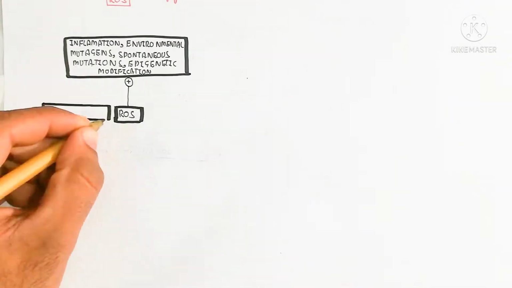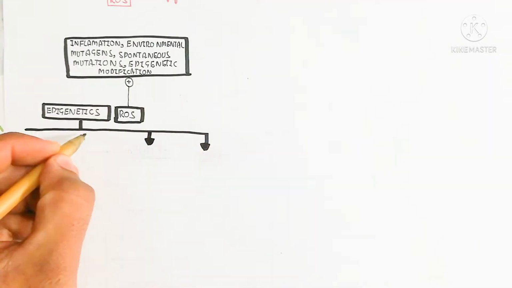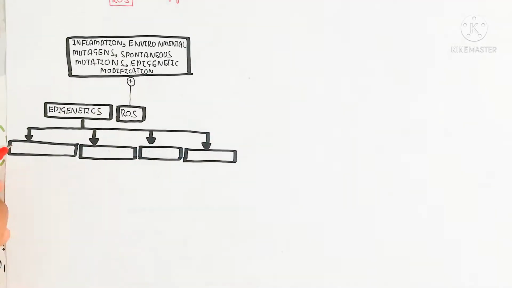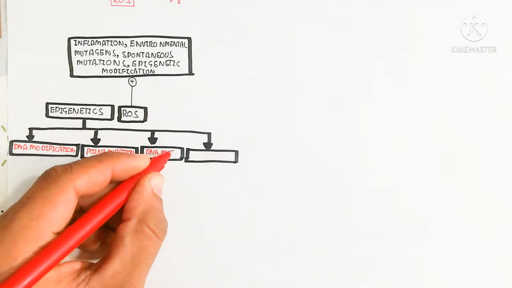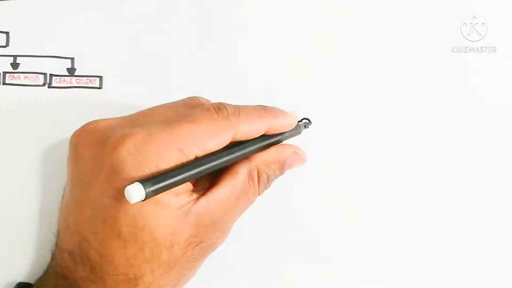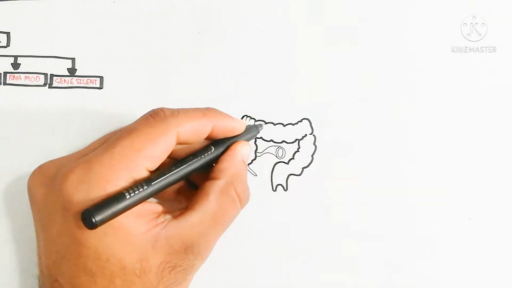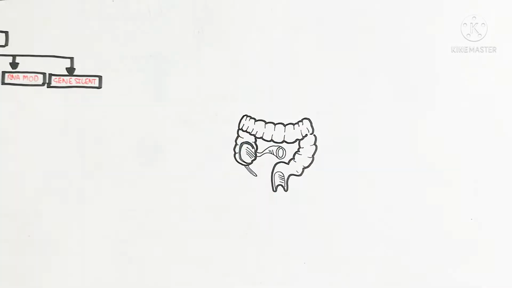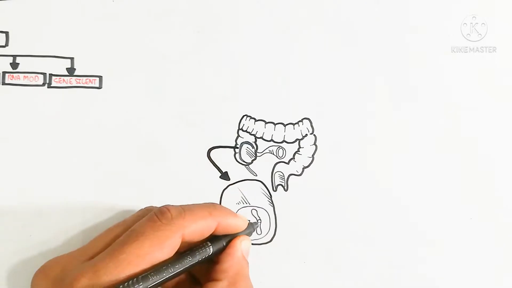And here inflammation, environmental mutagens, spontaneous mutation, and epigenetic mutation can cause cancer. Epigenetics means the modification of DNA: methylation, point mutation, gene silencing, etc.